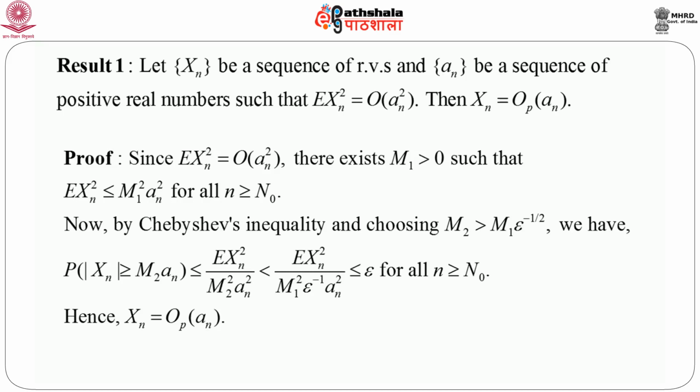Now, if we choose M2 to be greater than M1 into epsilon to the power minus half, we immediately see that this quantity, expectation of Xn square by M2 square into An square, is strictly less than expectation of Xn square by M1 square epsilon to the power minus 1 An square, which is definitely less than or equal to epsilon, because expectation of Xn square is less than or equal to M1 square into An square, and this holds whenever small n is greater than or equal to capital N naught. So what we get is that probability modulus of Xn greater than or equal to M2 An is less than or equal to epsilon, which immediately implies that capital Xn equals big O_p of An.